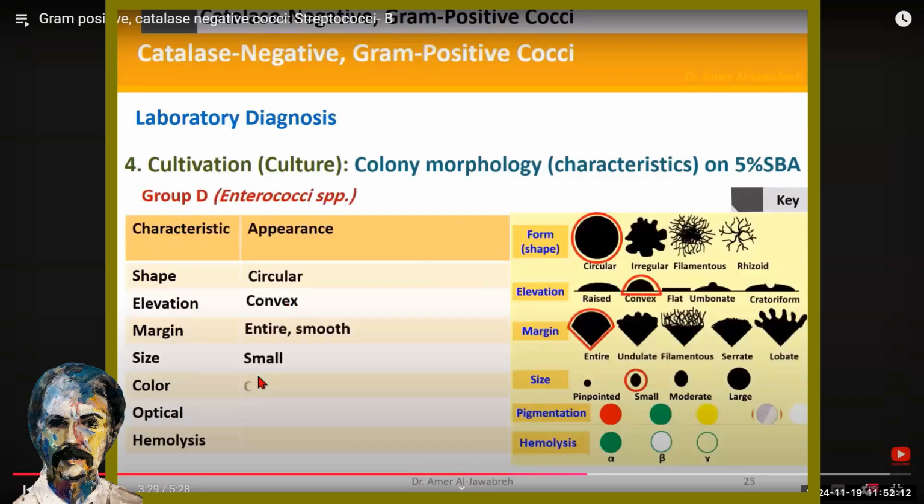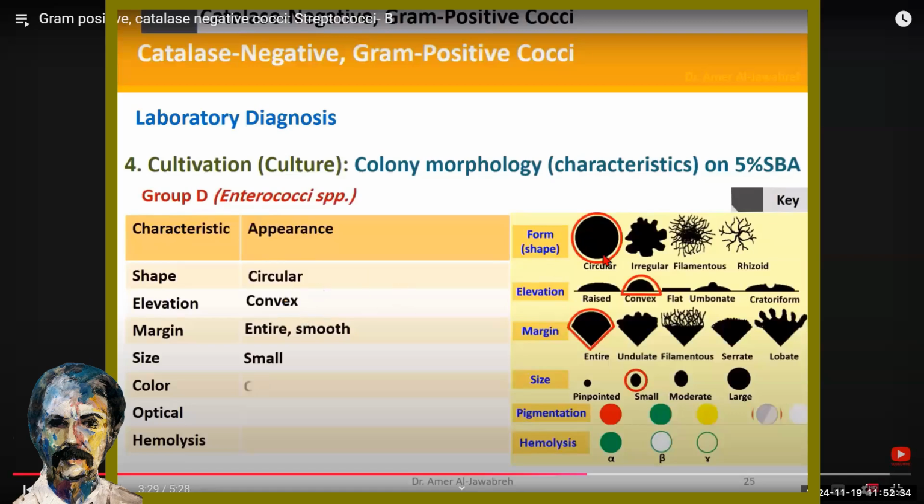Enterococci, this is the fourth one, group D, which comes after the first three. Pyogenes, agalactiae, and pneumoniae, these are our interest. If there is a fourth one, then this is the one that we are going to be interested in. Enterococci, or we call them group D.